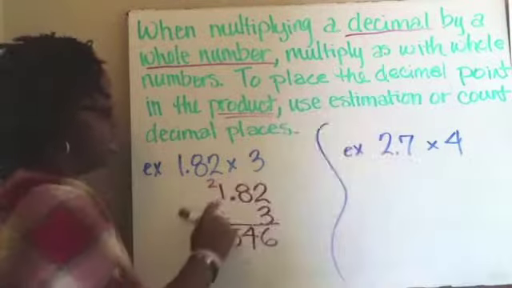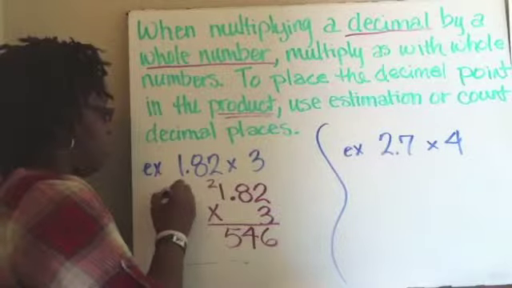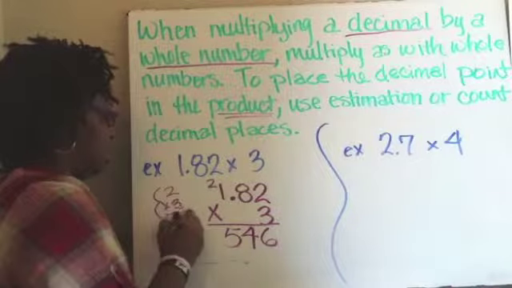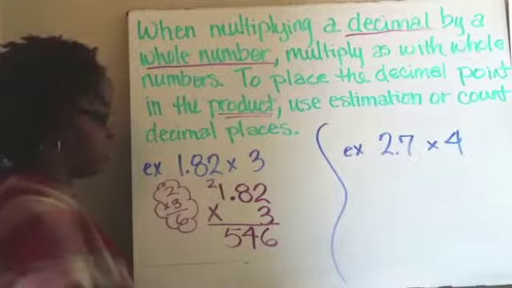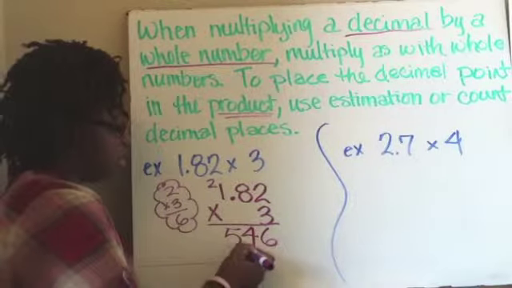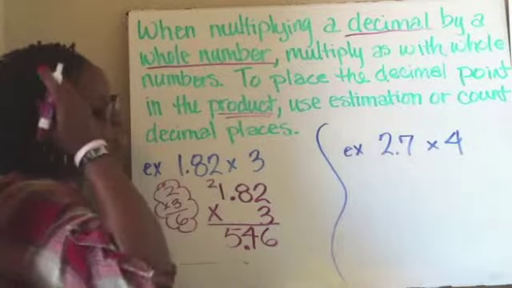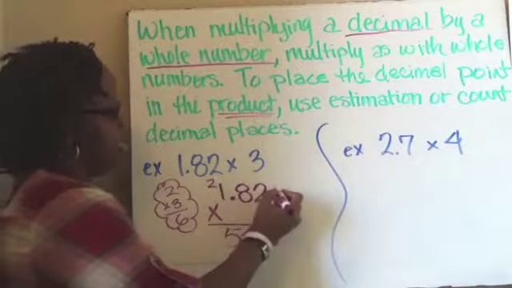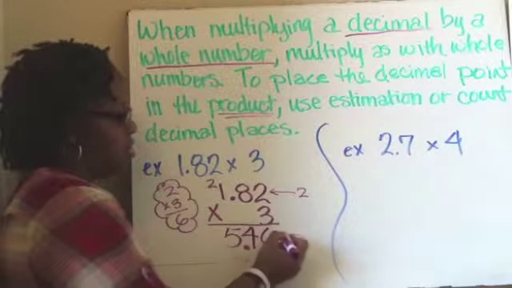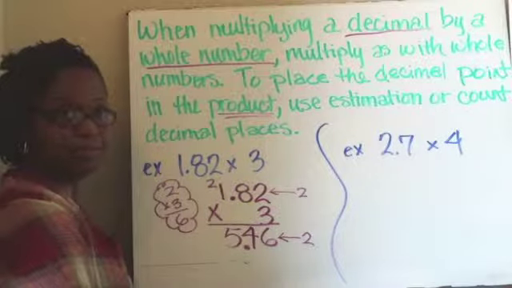Well, I can use estimation. 1 82/100 is about 2 times 3. Well, I know that 2 times 3 is 6. So I need an answer that's close to 6. Well, there's only one place I can put the decimal in order to have an answer that's close to 6, and that's here between the 5 and the 4. Okay? Your other option is to count the decimal places. So here we have 2 numbers behind the decimal, and so that means that we should have 2 numbers behind the decimal in our product.